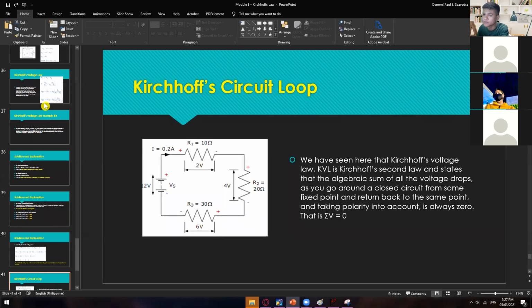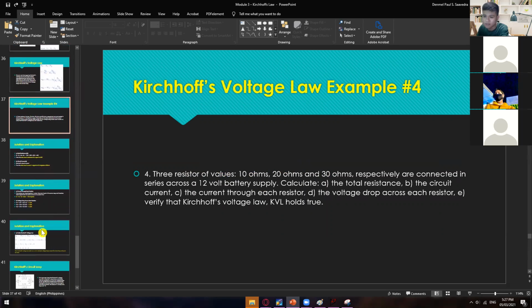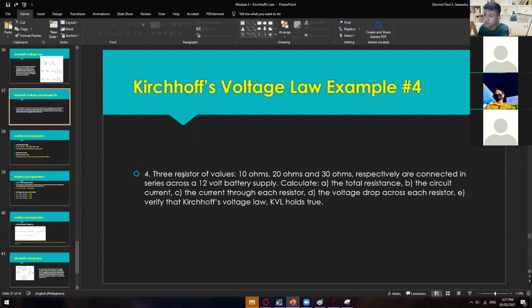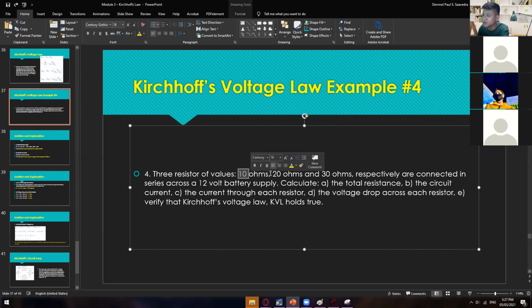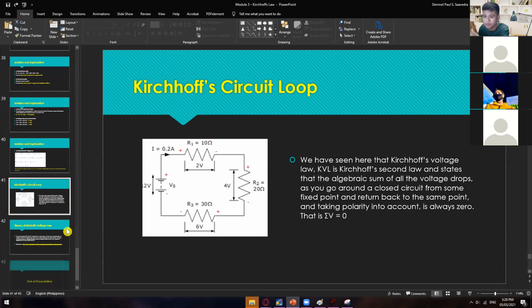I see, so this is the circuit of your example number 4. We have here the 12-volt battery, 10 ohms, 20 ohms, and then 30 ohms. Then the voltage drops: 2 volts, 4 volts, and then 6 volts. And the current flowing on each component is of course 0.2 ampere on all of the components, since this is in a series connection.